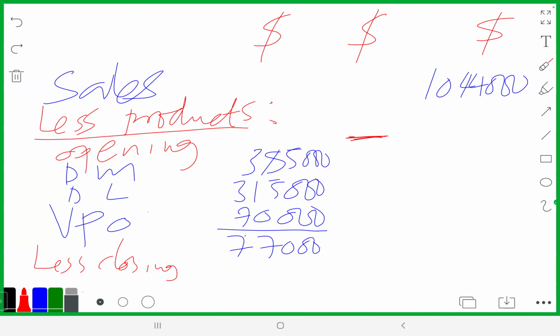The closing stock is calculated by the difference, the units, okay, by how many units have been produced altogether, multiplied by, you know, the cost.